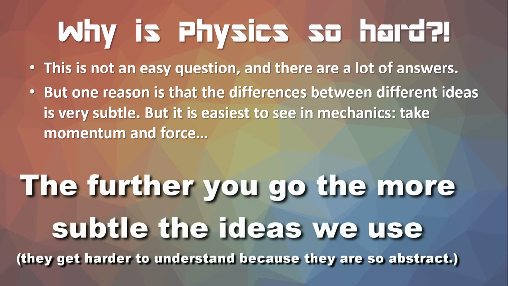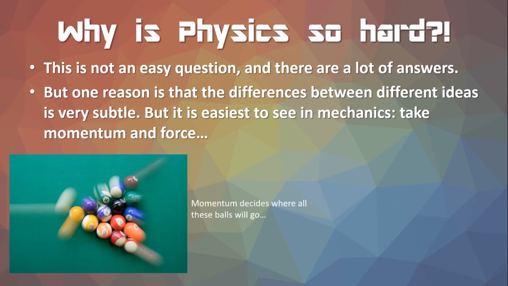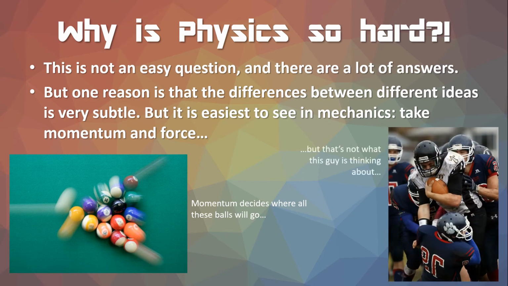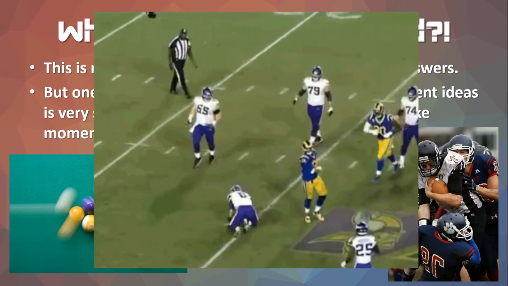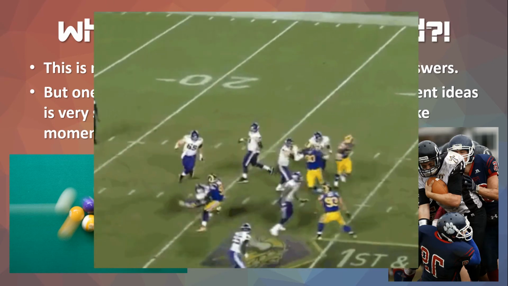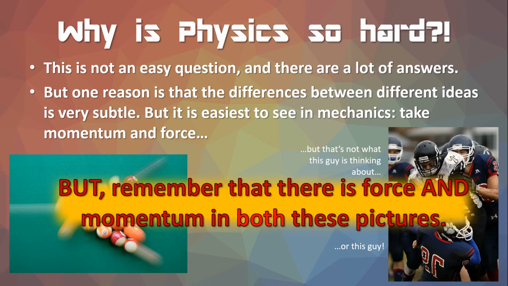An example is momentum and force. Look at these two pictures. In this picture of pool balls, the momentum will decide where all the balls will go and how fast they will be moving. In this picture, the momentum of the three blue players will decide where the player in black will hit the ground. But that's not what any of the players are thinking about at that moment. They are feeling the force of the impact. It's easy to make this difference when we use objects for momentum and people for force. But you have to remember that there is both force and momentum in both of these pictures.